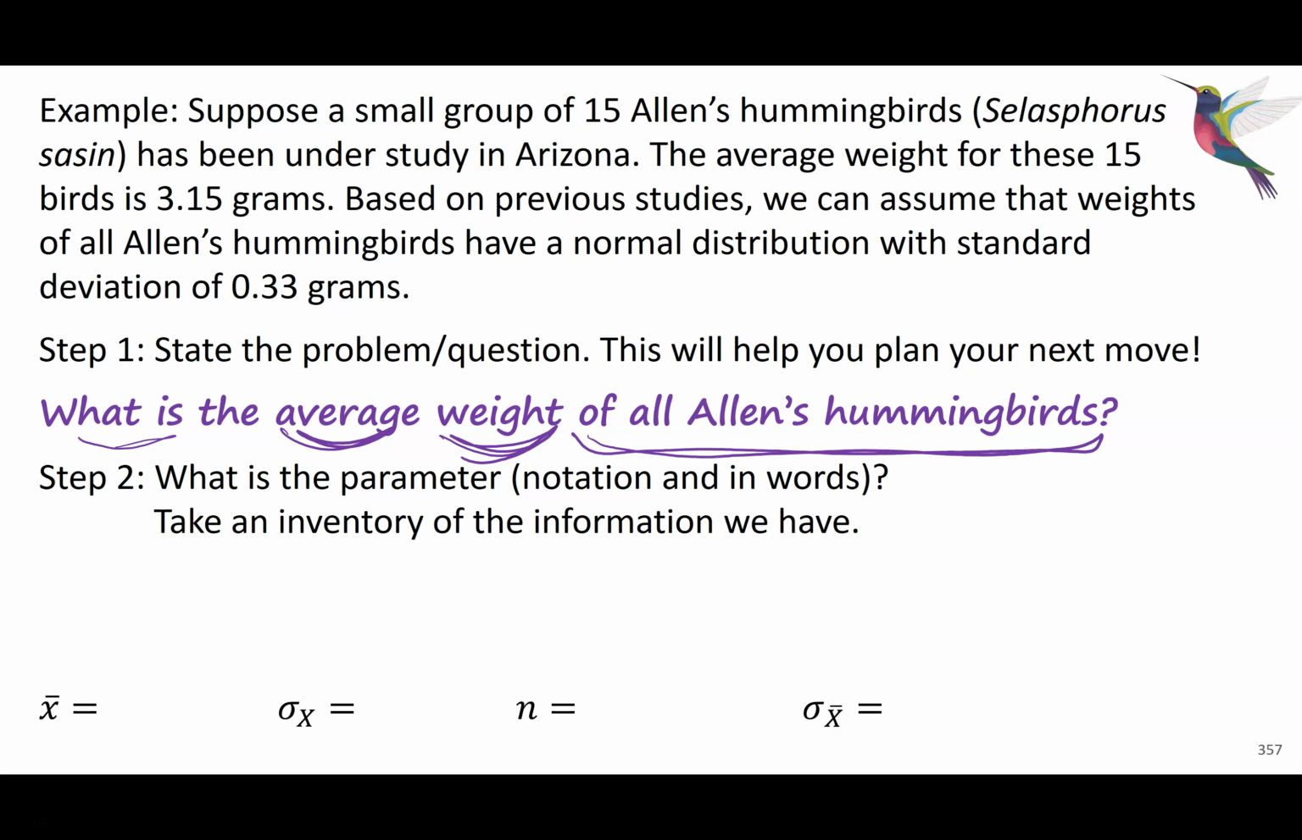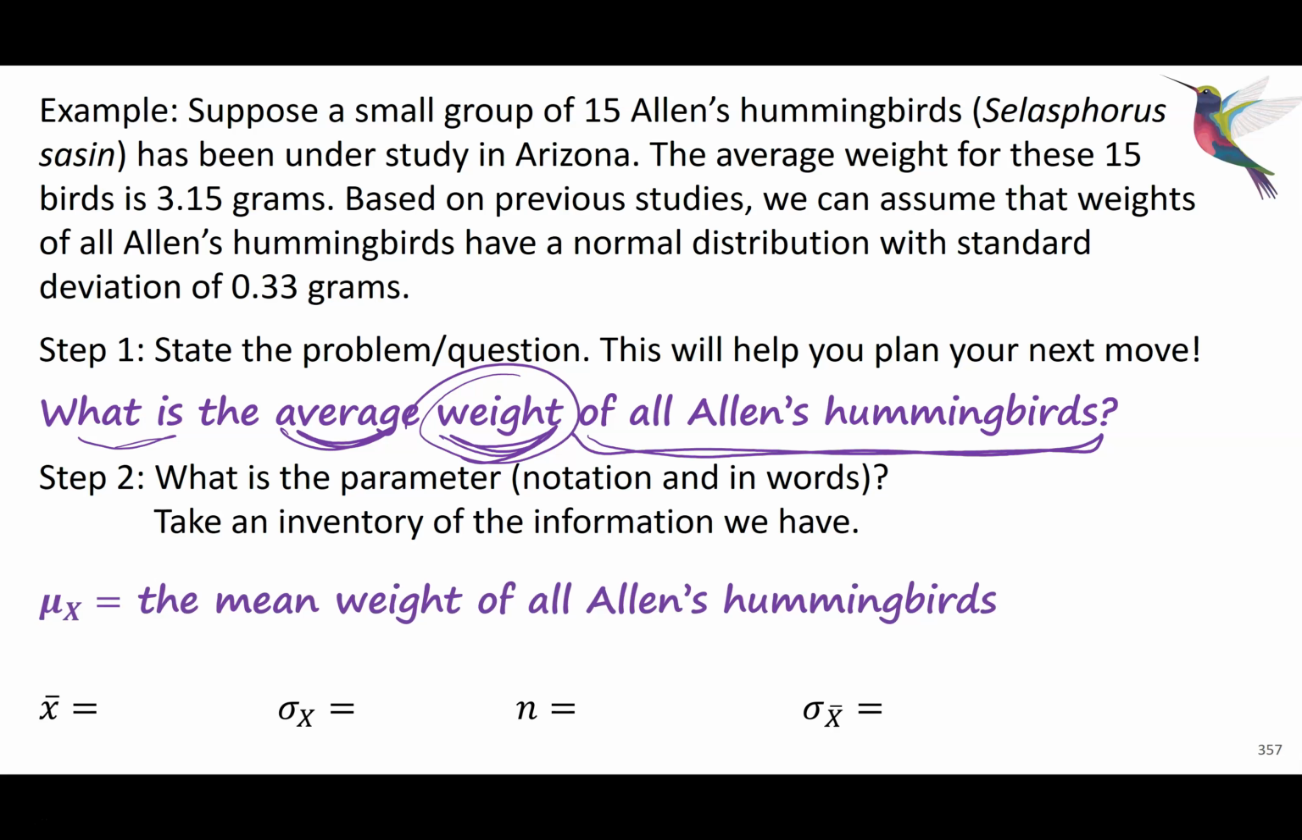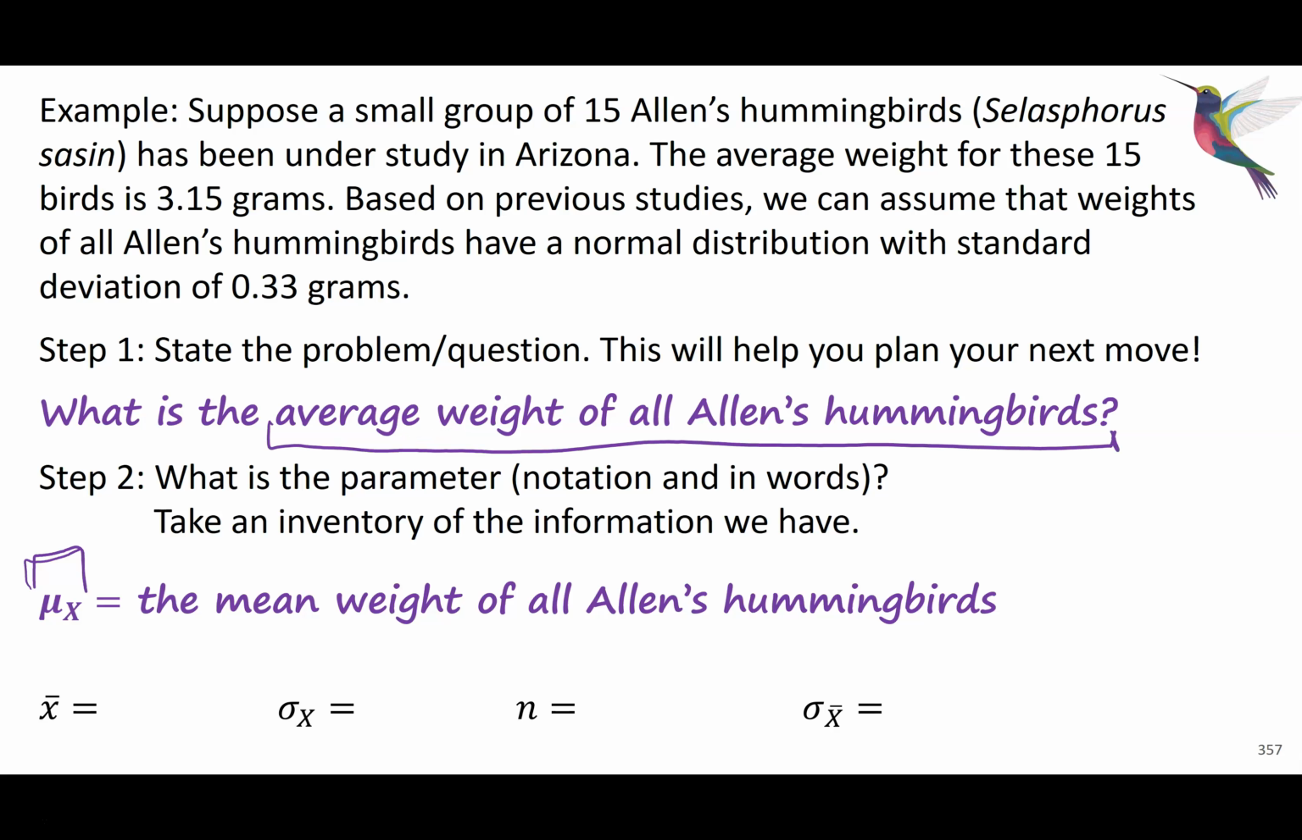So step 2, what's my parameter? Well, if I'm taking weights, this should be quantitative. So I'm going to have mu. So mu is going to be the mean weight of all Allen's hummingbirds. It's really cool because if you word your question of interest carefully, your parameter of interest is hanging out right there. Same thing.